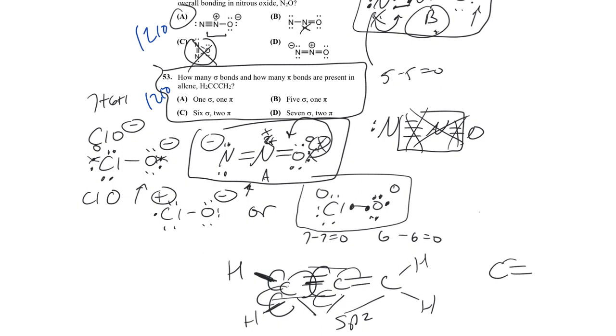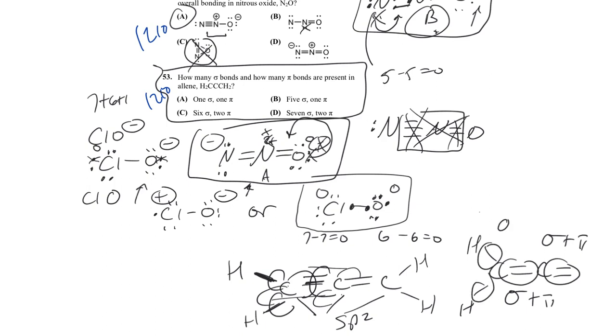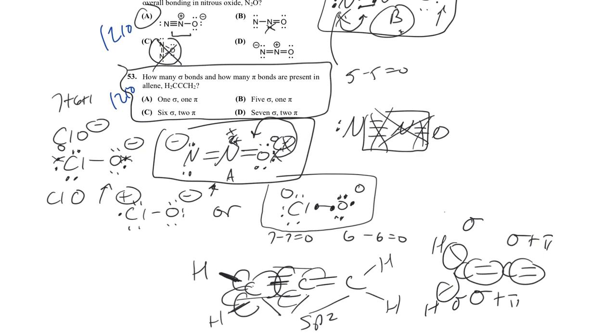So for my C double bond C, this is a sigma plus a pi, and the other carbon-carbon double bond is a sigma plus a pi. And then the hydrogens are sigma bonds, and the other carbon-to-hydrogen bonds are sigma bonds as well. So I have 1, 2, 3, 4, 5, 6 sigmas, and then I have 2 pi bonds. So 6 sigma, 2 pi.